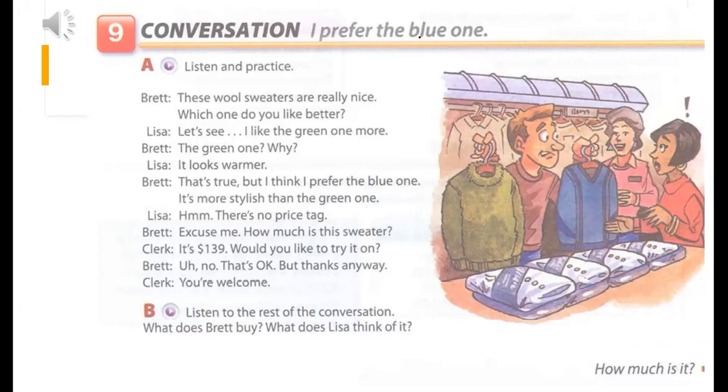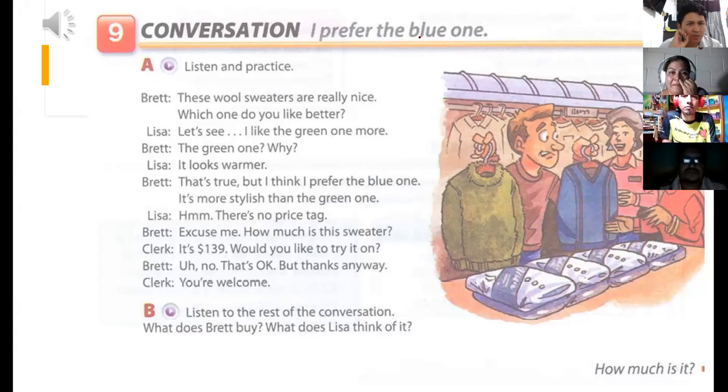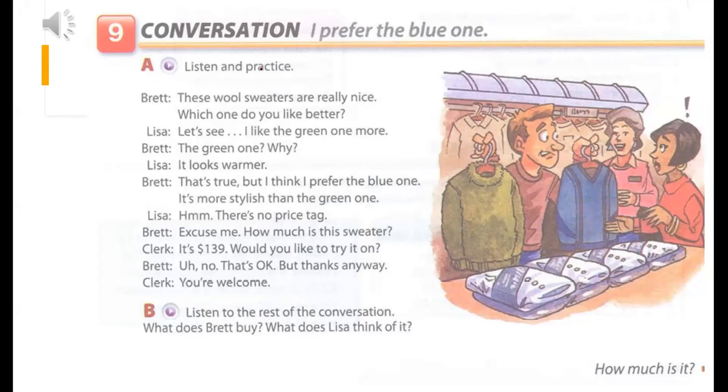Page 19, exercise 9, so conversation. Listen to the conversation. I prefer the blue one. Part A, listen and practice. These wool sweaters are really nice. Which one do you like better? Let's see. I like the green one more. The green one? Why? It looks warmer. That's true, but I think I prefer the blue one. It's more stylish than the green one. There's no price tag. Excuse me. How much is this sweater? It's $139. Would you like to try it on? No. That's okay. But thanks anyway. You're welcome.